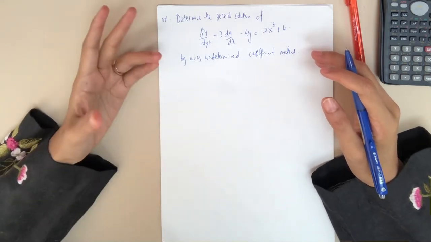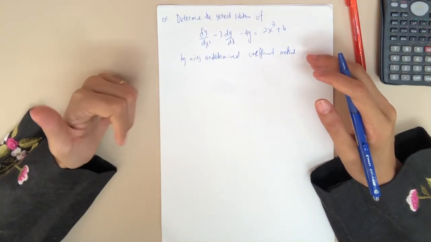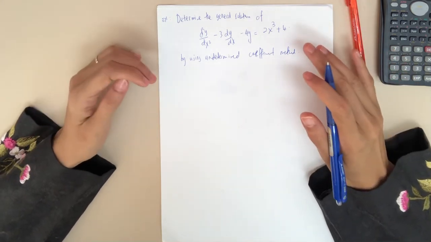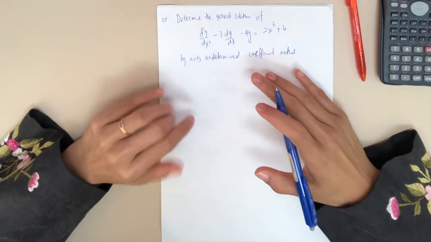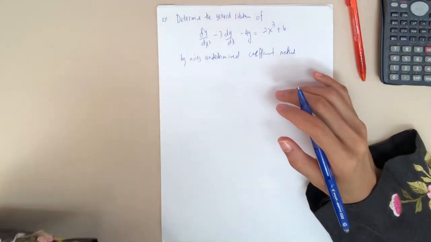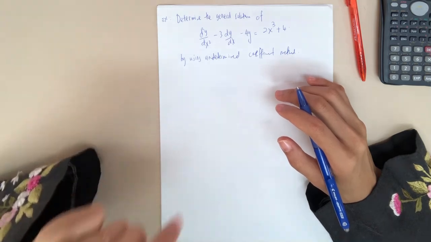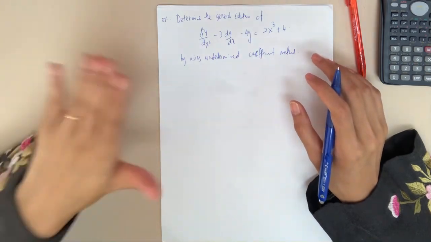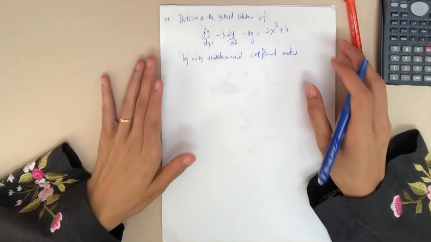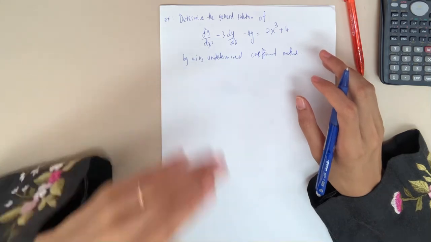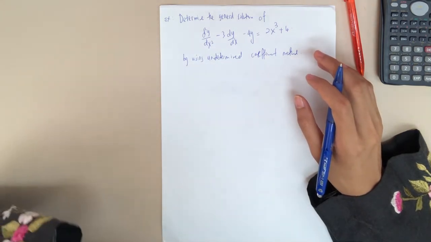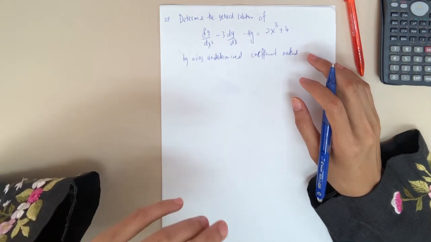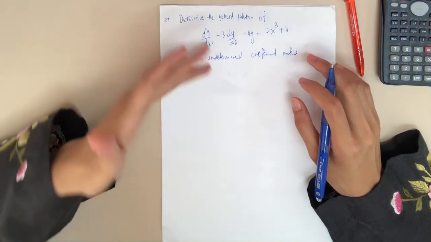If you use another method, which is variation of parameters, which we will learn after this in the next video, your answer will be wrong. You need to be clear on what method the question asks you to use. This method is the undetermined coefficient method. If you refer back to the previous video, I already listed down the steps for you: step 1, step 2, step 3, and so on.